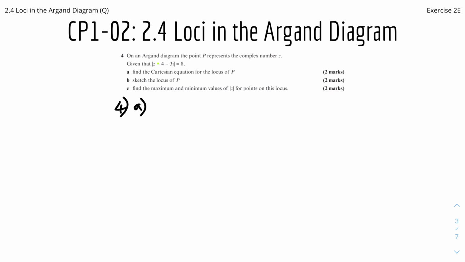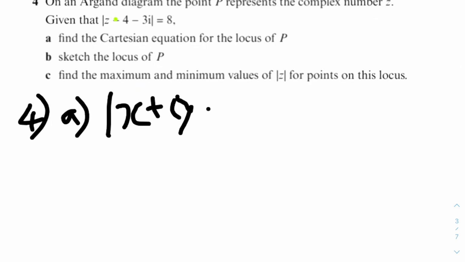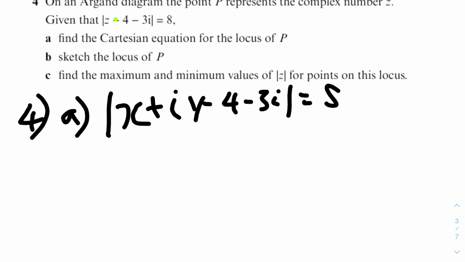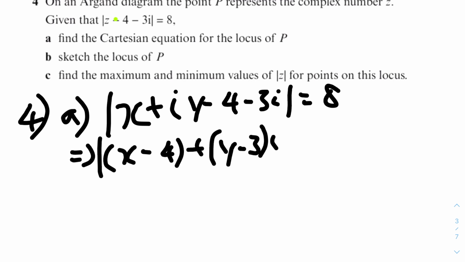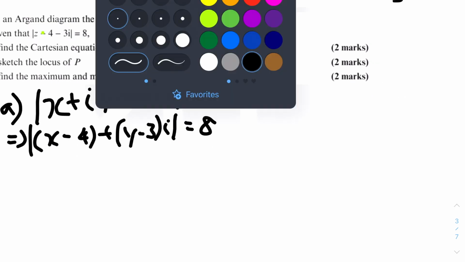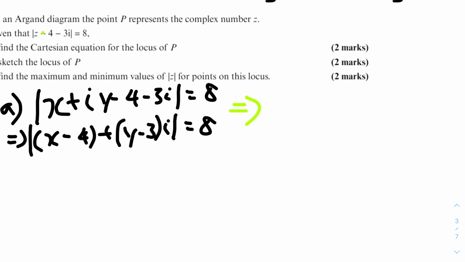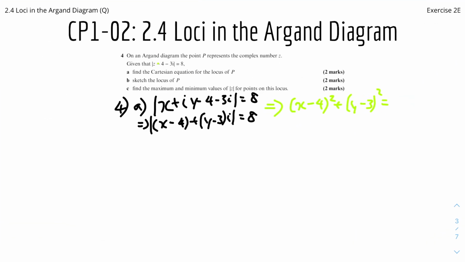So it'll be x plus iy minus, let me just zoom in, x plus iy minus 4 minus 3i equals 8. Collect like terms, you get the modulus of x minus 4 plus y minus 3i equals 8. You can basically just square root everything and square individual terms in the modulus symbol, and therefore this gets us x minus 4 squared plus y minus 3 squared equals 64, or 8 squared, like so.